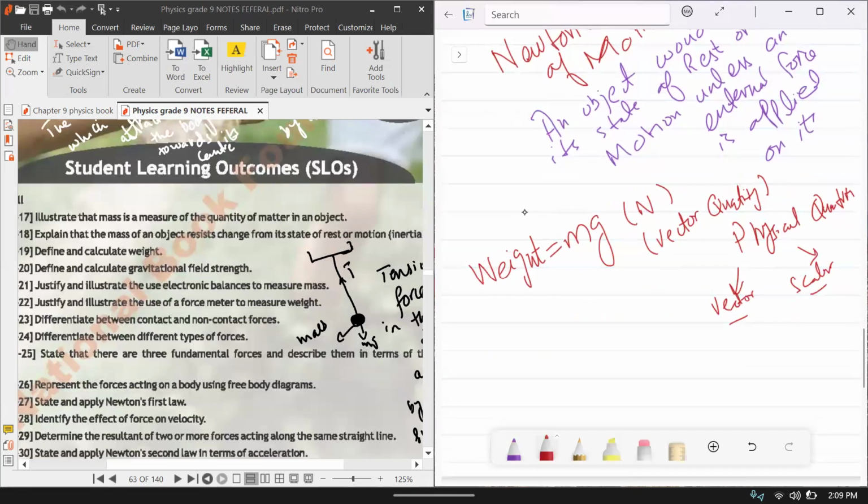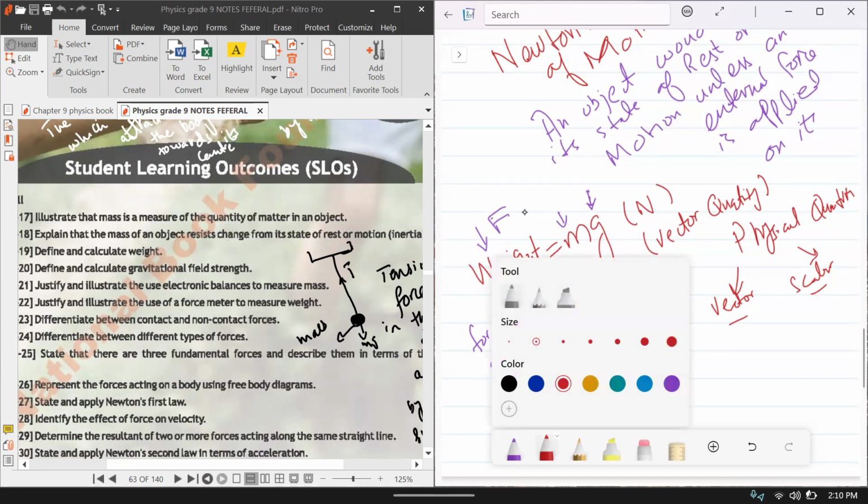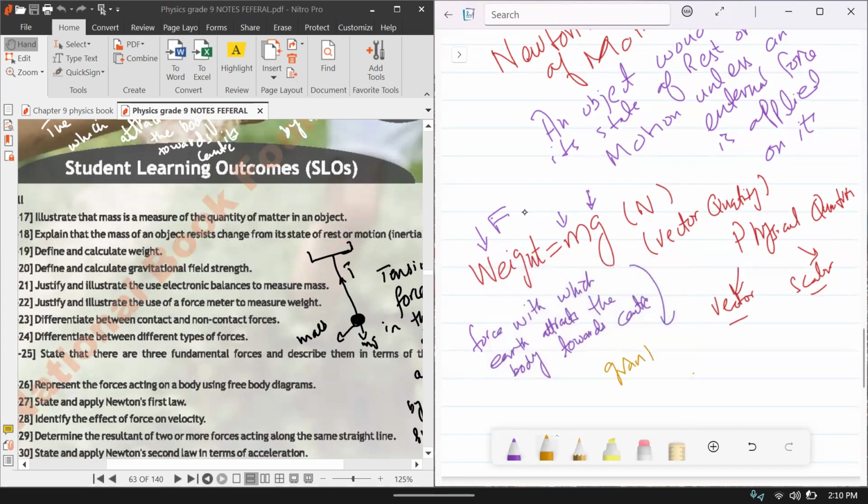How do we define weight? You told me that. Generally we say that weight is a type of force, the force with which the earth attracts the body towards the center. So weight W is mass into gravity, mg. G is also defined as gravitational acceleration. Why do we call it an acceleration? Because it brings motion into the object.